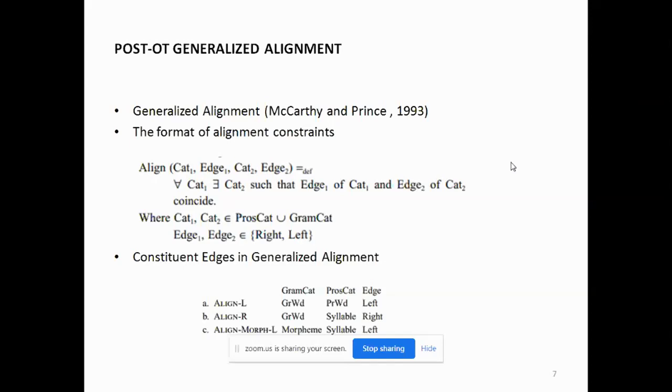We have three constituents: Align-L, that means left align. The grammatical category, we can also say as GR word, and prosodic category, we can also say PR word, and edges are left and right, we know. The second one is Align-R, and the third one is Align-Morph-L. The first one, Align-L, refers to the left edge of the grammatical word coinciding with the left edge of the prosodic word. The second constituent says that Align-R, the right edge of the grammatical word, coincides with the right edge of a syllable. And the third one says that Align-Morph-L, the left edge of a morpheme, coincides with the left edge of a syllable.